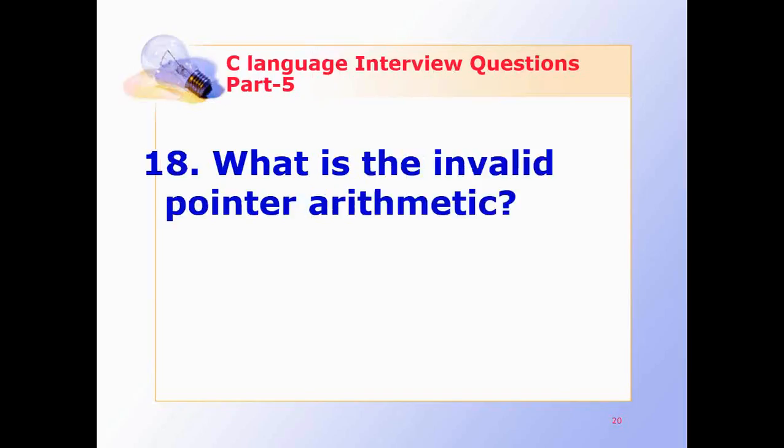What is invalid pointer arithmetic? Adding, multiplying and dividing two pointers, shifting or masking the pointer, addition of float or double to the pointer, and assignment of a pointer of one type to a pointer of another type.